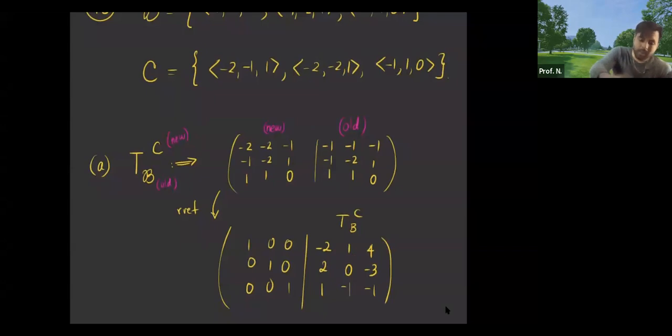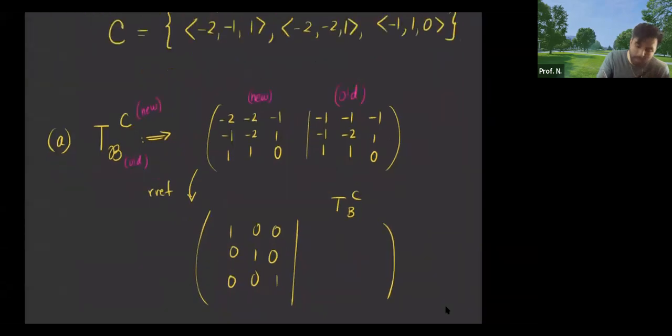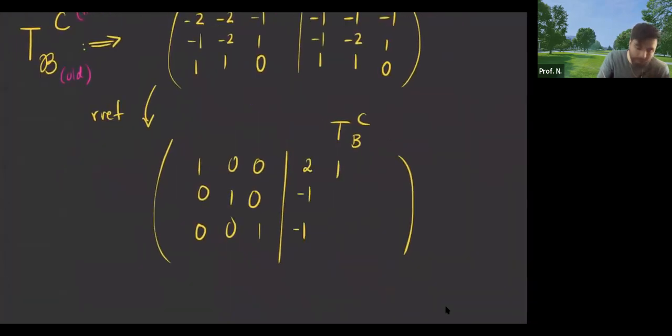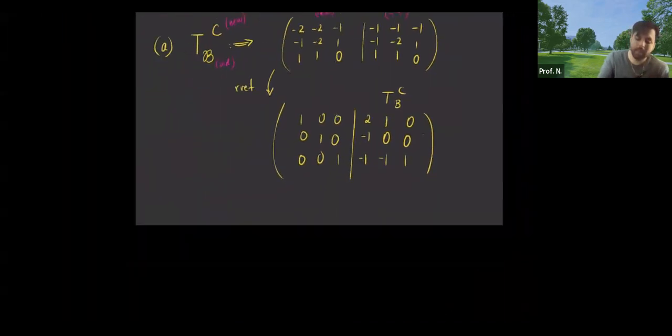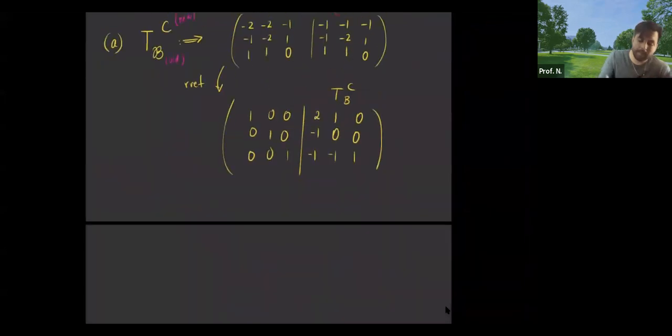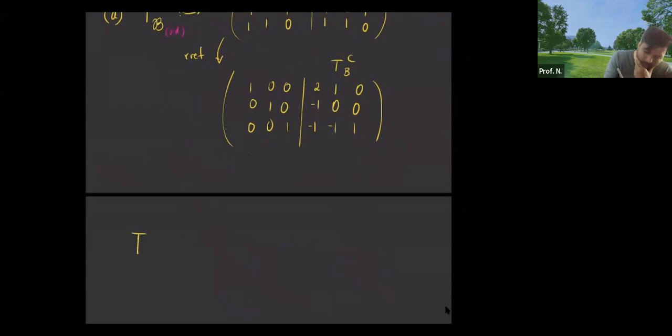So when you put that in your calculator, the result of the row reduced echelon form is on the left, you get the identity, and on the right, you get 2, -1, -1, 1, 0, -1, 0, 0, 1. And this is my transition matrix. So I'm going to write it again. The transition matrix from B to C is 2, 1, 0, -1, 0, 0, -1, -1, 1.